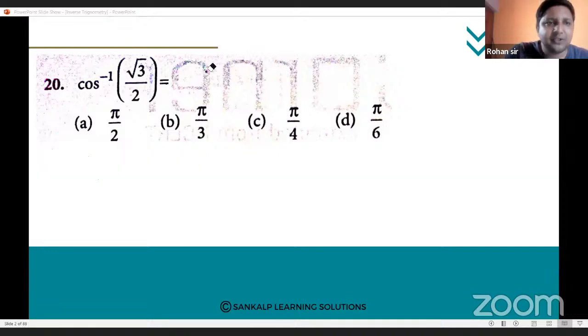The first question is cos inverse root 3 by 2. This is a very easy question. It is directly equal to option D, that is pi by 6. Here you need to know the trigonometry value table. If you know this, you can easily write down the answer. Next, question number 2.